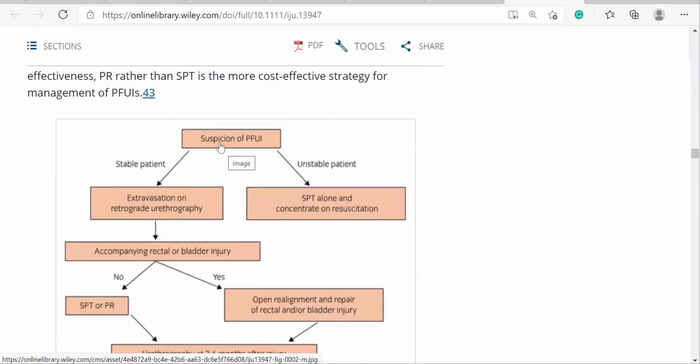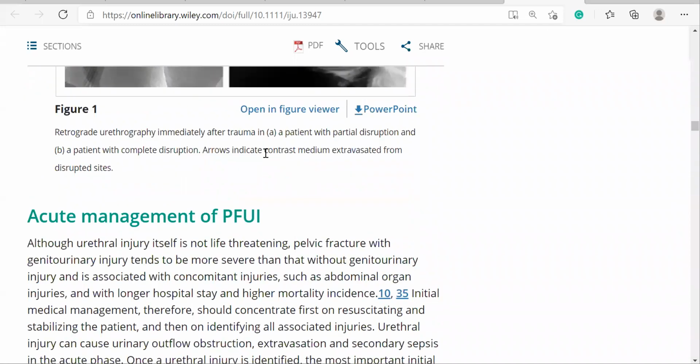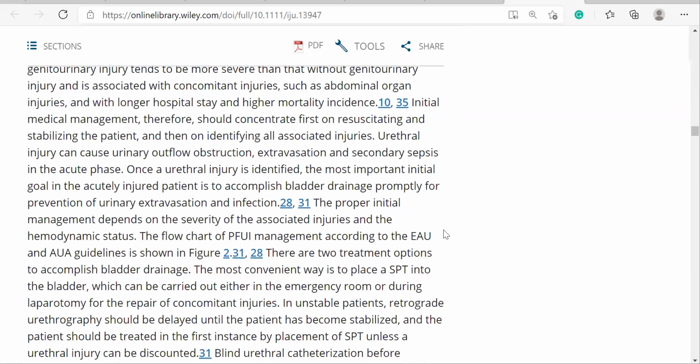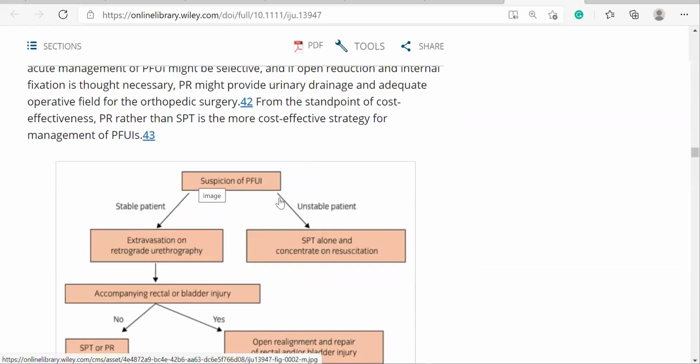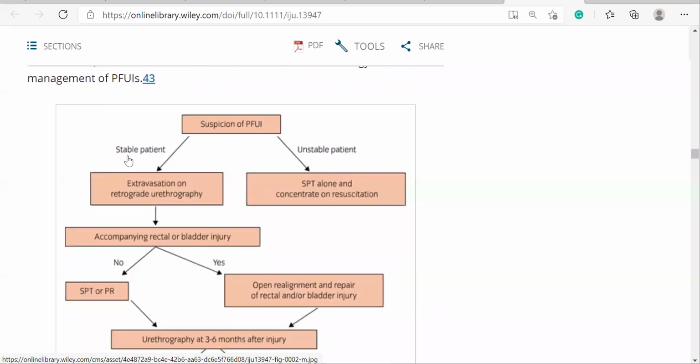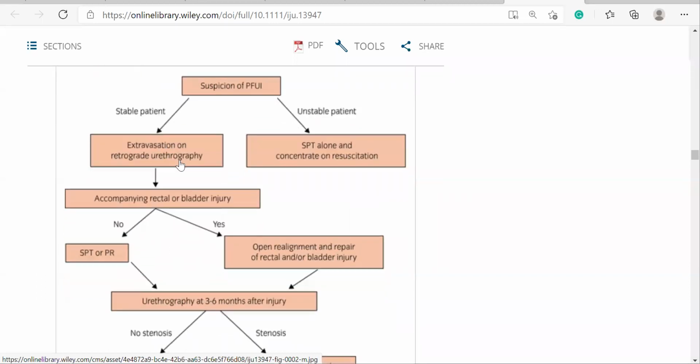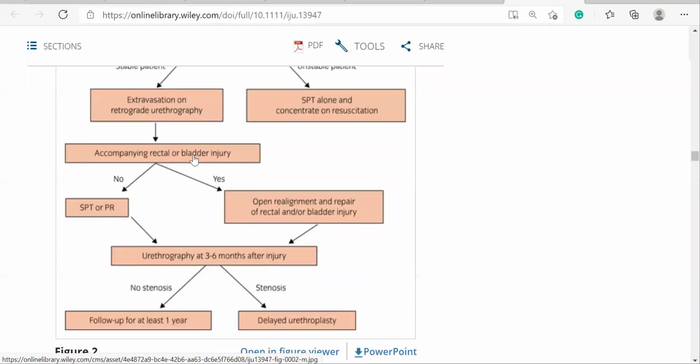Let's go to this chart. So you have a suspicion that this patient might have pelvic fracture urethral injury. If you suspect someone having this, then depending on the stability of the patient, treatment will be different. If it's an unstable patient, you are not going to go for a retrograde urethrography, rather you are just doing a suprapubic tube. Okay, so make the patient stable first, do the SPT, suprapubic tube, then think about doing a retrograde urethrography. But our patient is stable, so we are going to do a retrograde urethrography in this case.